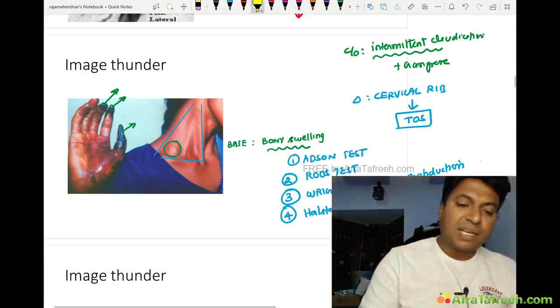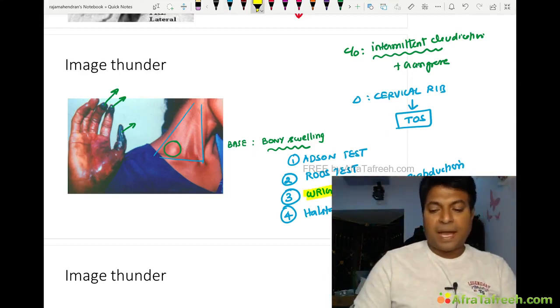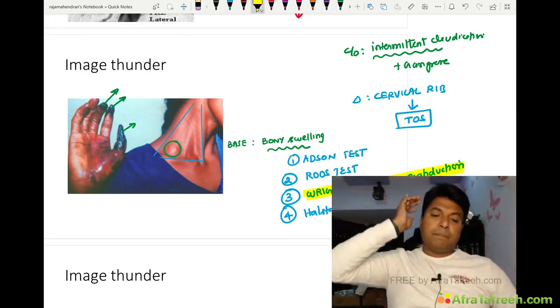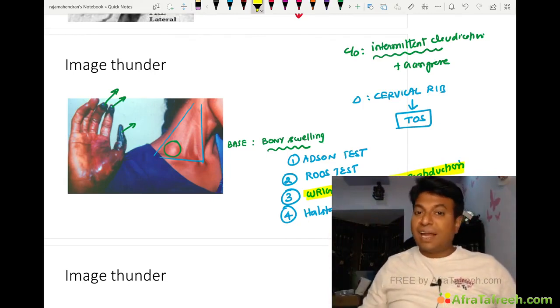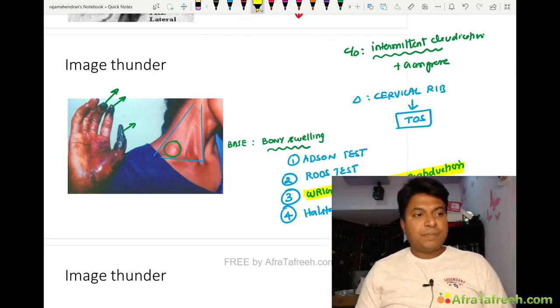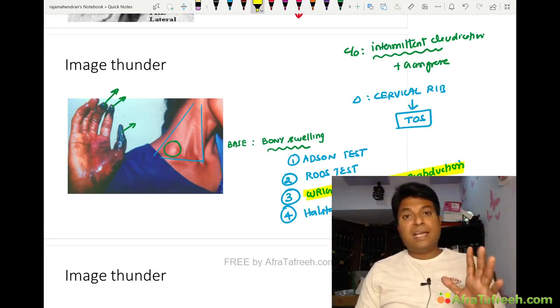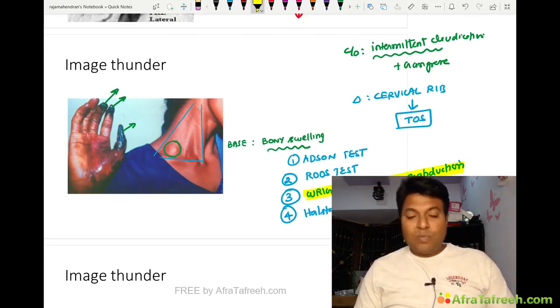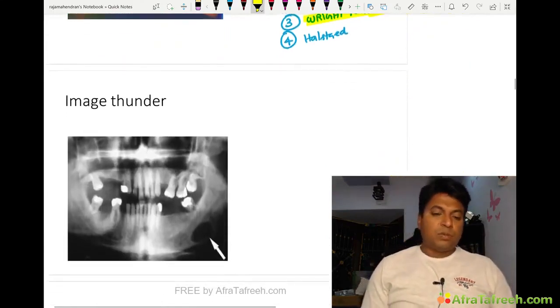So the video question that came last year is on Wright test. Hyperabduction of the arm touching the ear will result in pain and the patient will leave the hand down. So this is the typical Wright test. Please don't forget, cervical rib is a high yield MCQ for your exams. Thoracic outlet syndrome will result from this. So this is a direct picture.